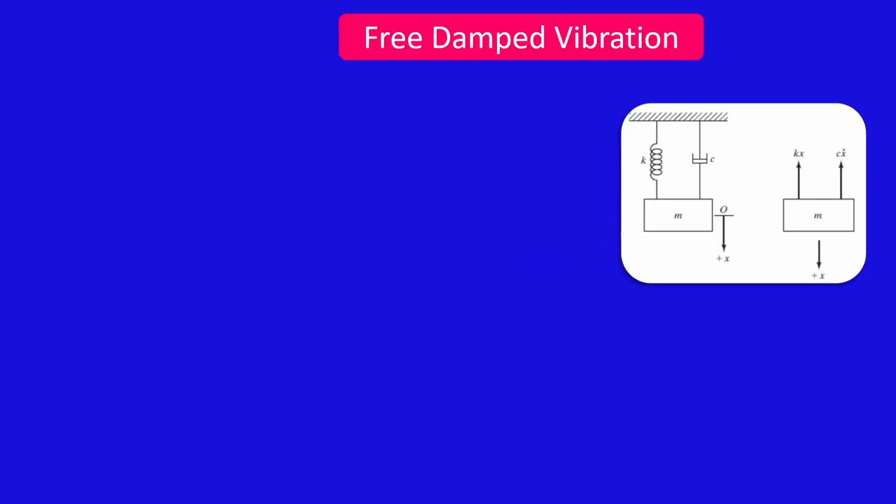Next, free damped vibration. Damped means there is a damper like this. In the previous example, there is no damper C, but here I have attached C. Then the equation of motion is mx double dot plus cx dot plus kx equal to 0. So we added an extra term, cx dot.